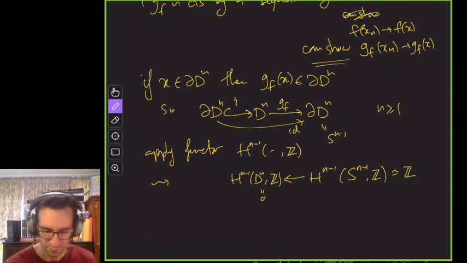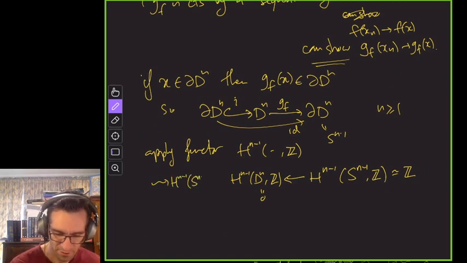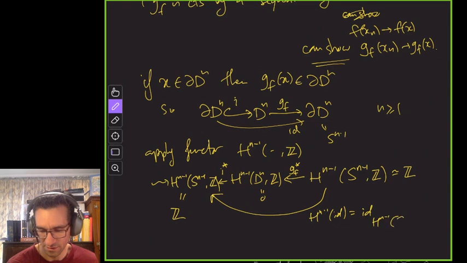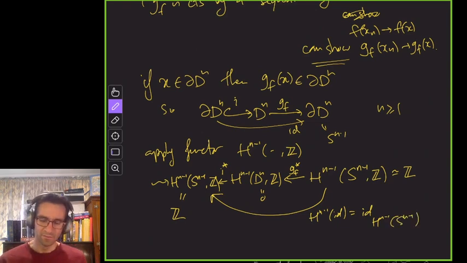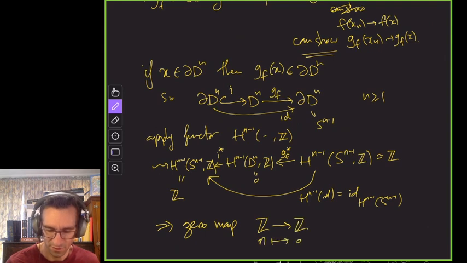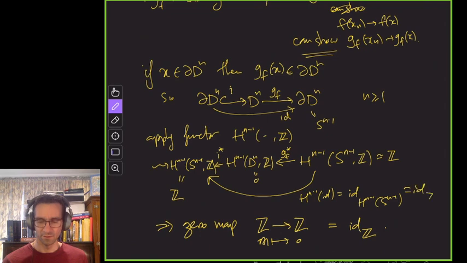Then we have H^(n-1)(S^(n-1); Z). This map is i star. This is g_f star, and that's equal to Z. And this map is the identity. It's like H^(n-1) of the identity, but because it's a functor, it's the identity on the cohomology. And so this implies that the zero map, Z going to 0, is equal to the identity of Z, which is absurd.